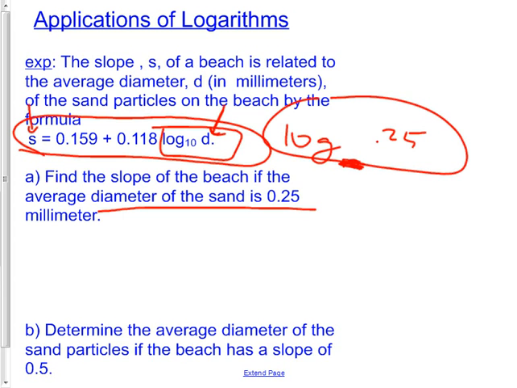What do you get? Negative. Yes, that's okay. Negative what? 0.6. Okay. So I'm going to take that, and now this whole thing right here gets replaced with negative 0.602. Then take that and multiply by 0.118. That's this part. Multiply by 0.118. Now, negative 0.071. Then add that to 0.159.